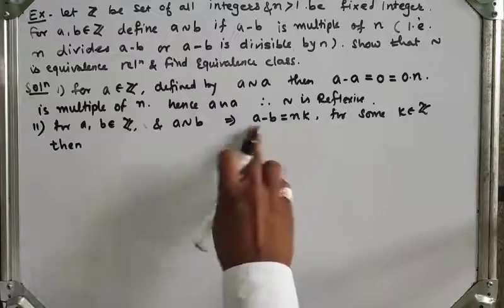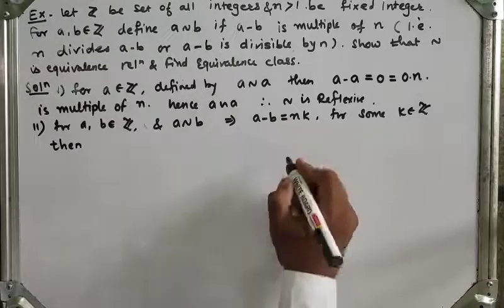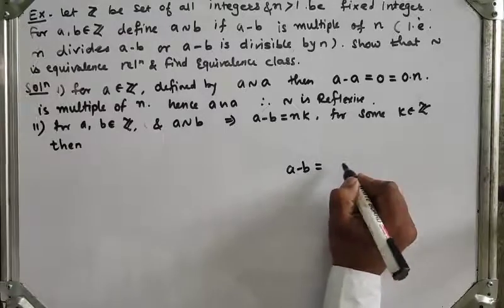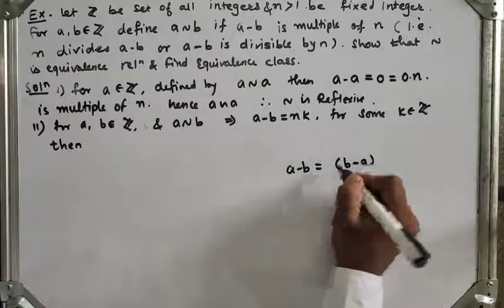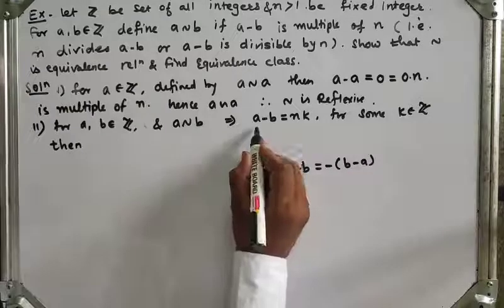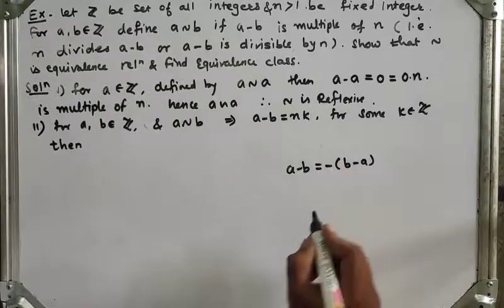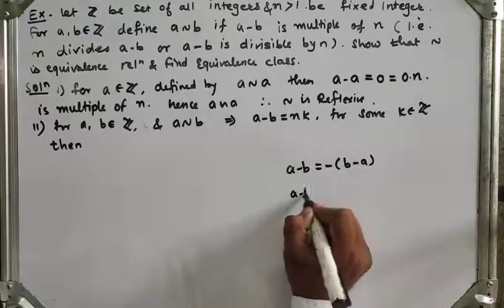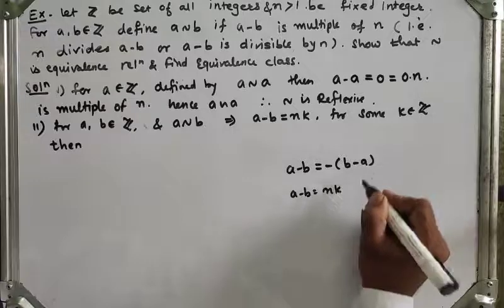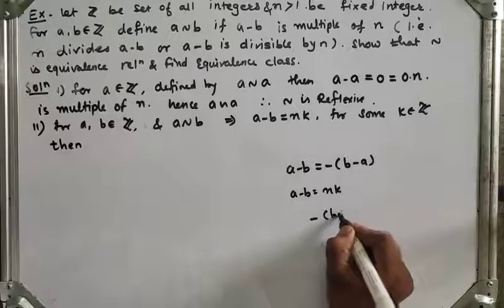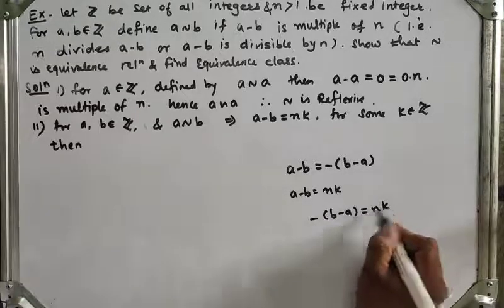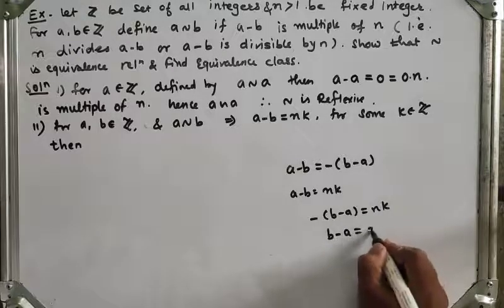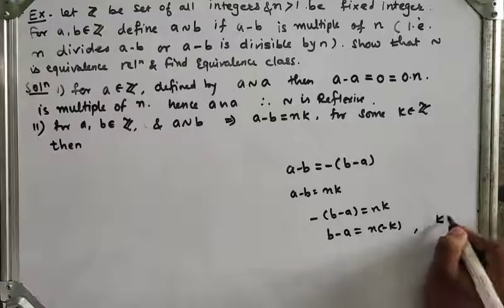Then I will write a minus b in the form of b minus a, so with a minus sign, right? Here a minus b is equal to n into k. So the value of a minus b is n into k. So I will write this as minus of b minus a is equal to n into k. So the minus sign transfers to the other side. So I get b minus a is equal to n into minus k, where k belongs to the set of integers.